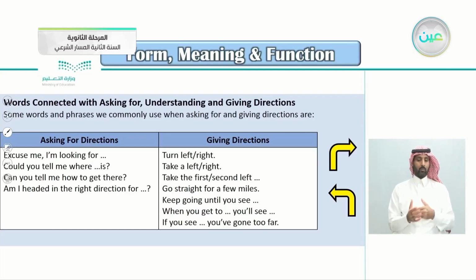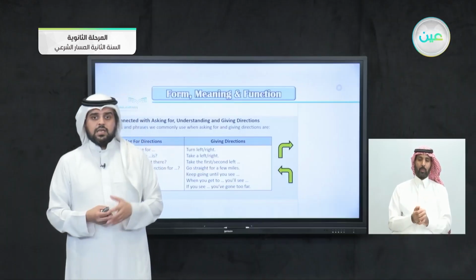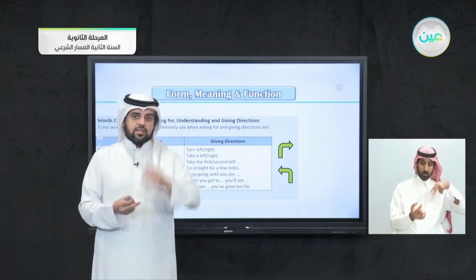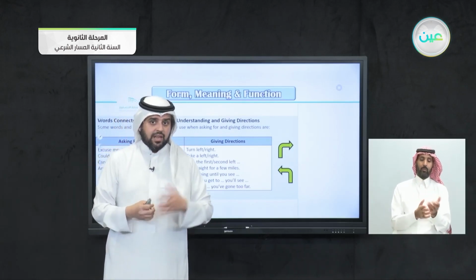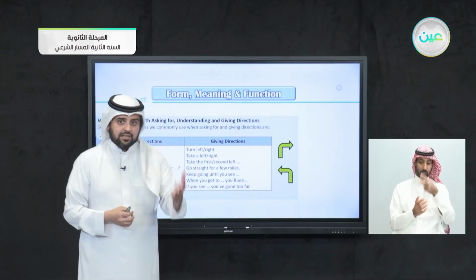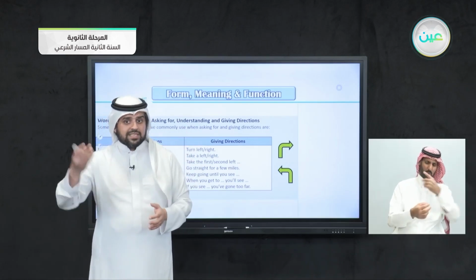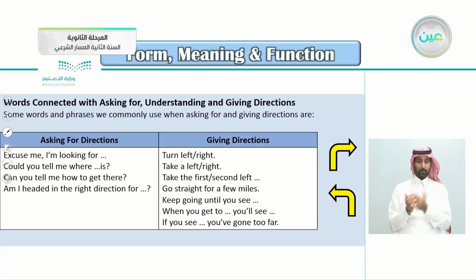The last one: if you see, you've gone too far. For example, if you see a garden, you've gone too far. The bank is behind you. You skipped the bank. You missed the bank. So all of these are directions, as you can see here in these images. So this is take a right or go right or turn right. And this one, of course, is the symbol for turning left.